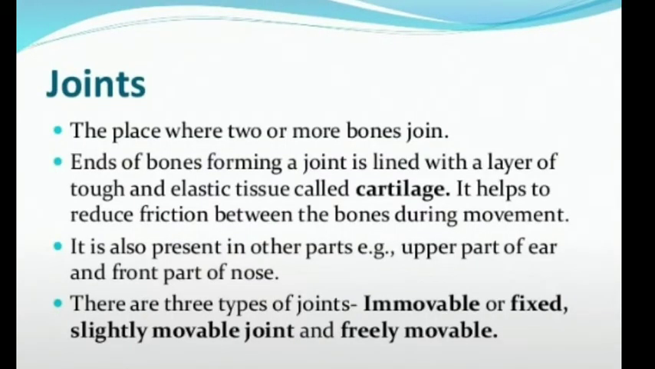Next is joints. The place where two or more bones join is known as a joint. Ends of bones forming a joint are lined with a layer of tough and elastic tissue that is known as cartilage. It helps to reduce the friction between the bones during the movement. The cartilage is also present in other parts of our body, like the upper part of the ear and the front part of the nose are made up of cartilage.